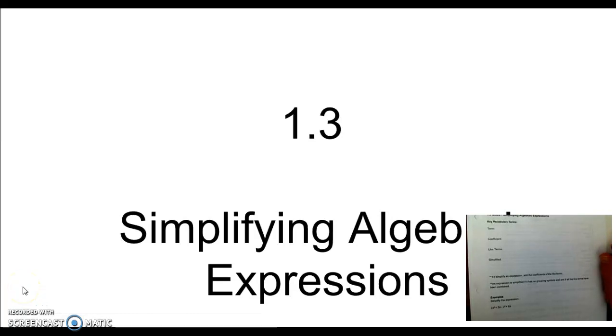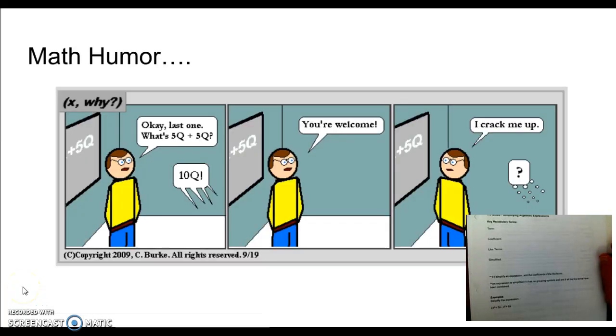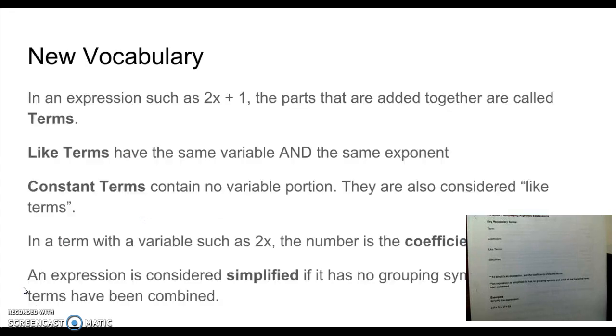Today we're going to look at simplifying algebraic expressions. So a simple 3-panel cartoon. The humor here, what is it? 5q plus 5q. I have 5 q's and 5 more q's, that's 10q. You're welcome. Little math teacher humor. But it kind of lays the groundwork for what we're looking at today.